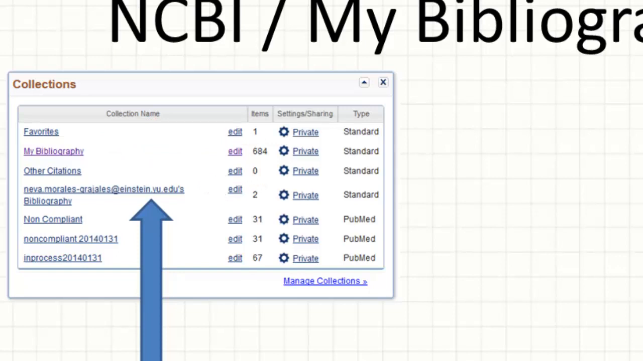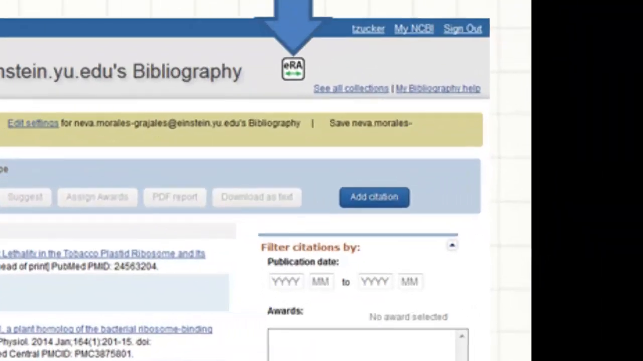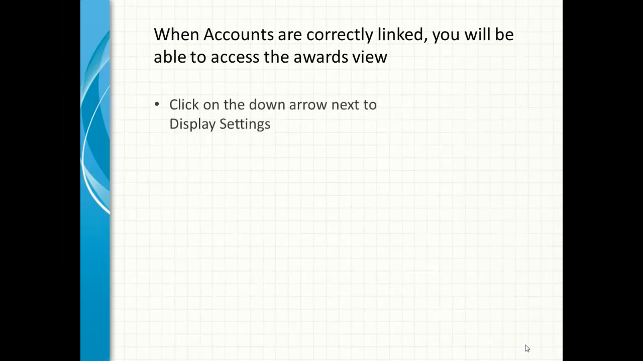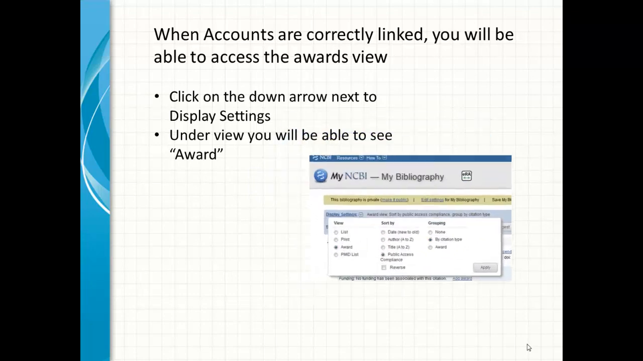Note that Neva, or the person for which you are a delegate, must have his or her ERA Commons account linked to his or her MyNCBI account, or the delegate will not see the ERA Commons logo and will not have access to the awards view. When accounts are correctly linked, you will be able to access the awards view. Click on the down arrow next to Display Settings. Under View, you'll be able to see Award.